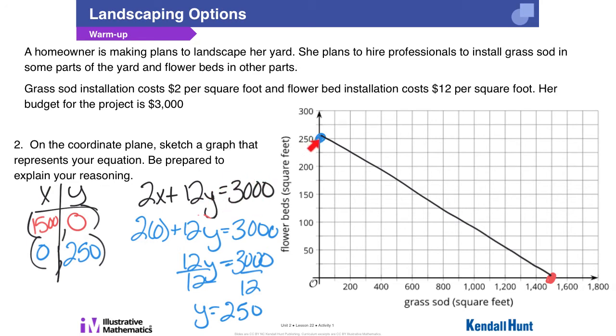Up here on your y-intercept of 250, that just means you could get 250 square feet of flower beds and 0 square feet of sod for $3,000. And down here in your x-intercept, that means you could get 1,500 square feet of sod and 0 square feet of flower beds for $3,000.